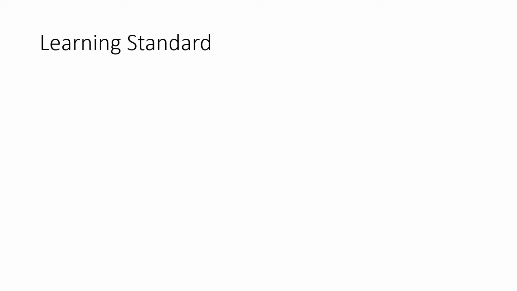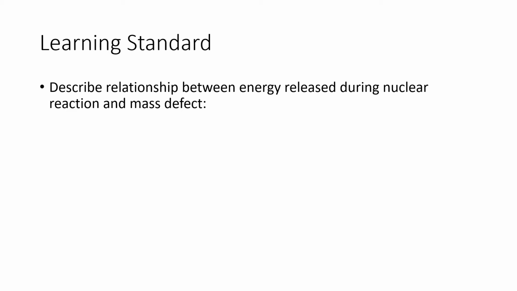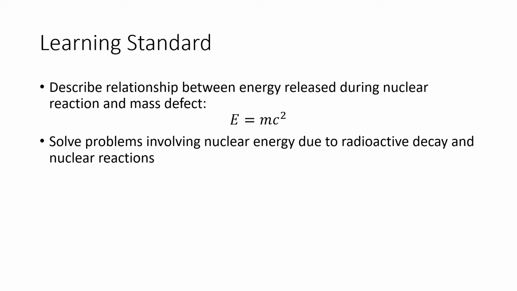As usual, before we start the class, I am going to inform you of the learning standard for today's lesson. By the end of today's lesson, you should be able to describe the relationship between energy released during nuclear reaction and mass defect as expressed by this formula E equals mc squared, and you should be able to solve problems involving nuclear energy due to radioactive decay and nuclear reaction.